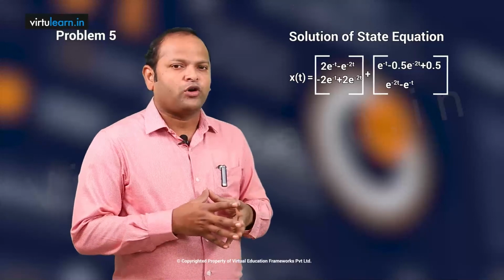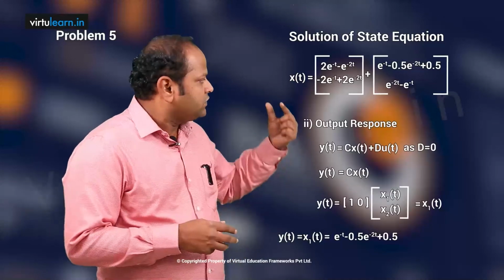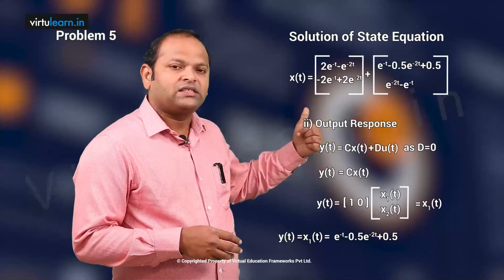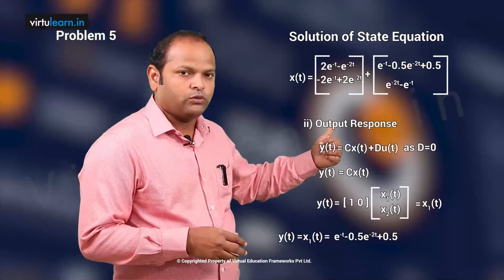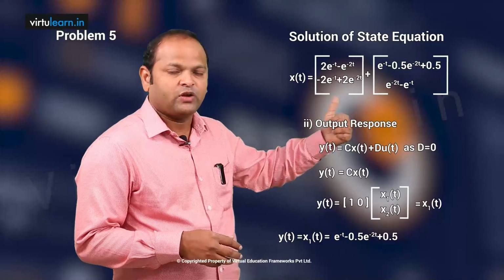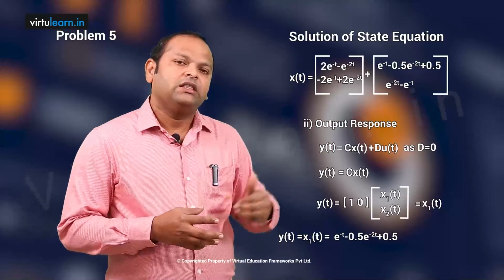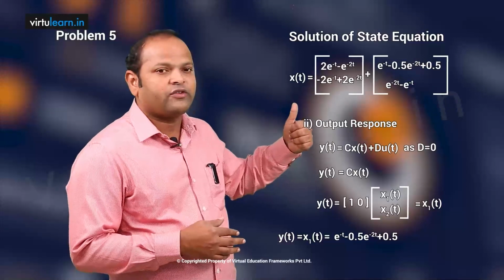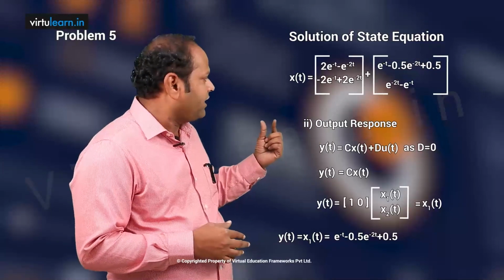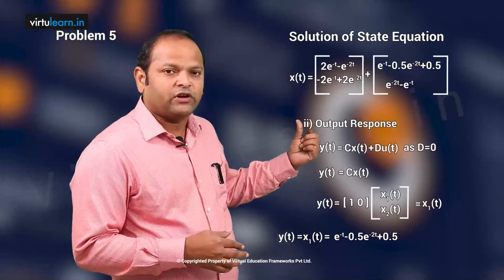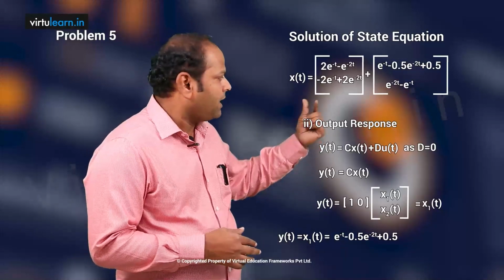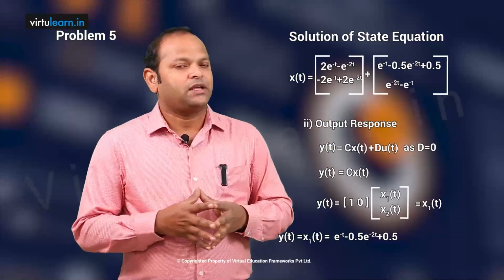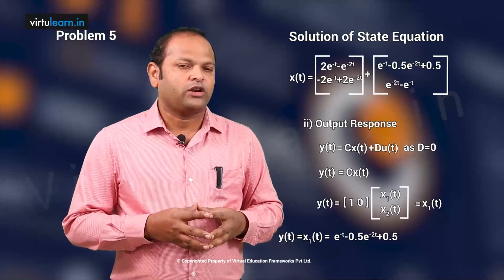Now what is the output response for unit step input? We know that y of t is nothing but c into x of t, and d is 0, and c is nothing but your 1 0. Then you will be getting the first term. What is the first term? x1 of t. Therefore my y of t expression is nothing but x1 of t, and we know the x1 of t, which is readily available. So your y of t is going to be only x1 of t, which results in e power minus t minus 0.5 e power minus 2t plus 0.5. This is the output response of the system.